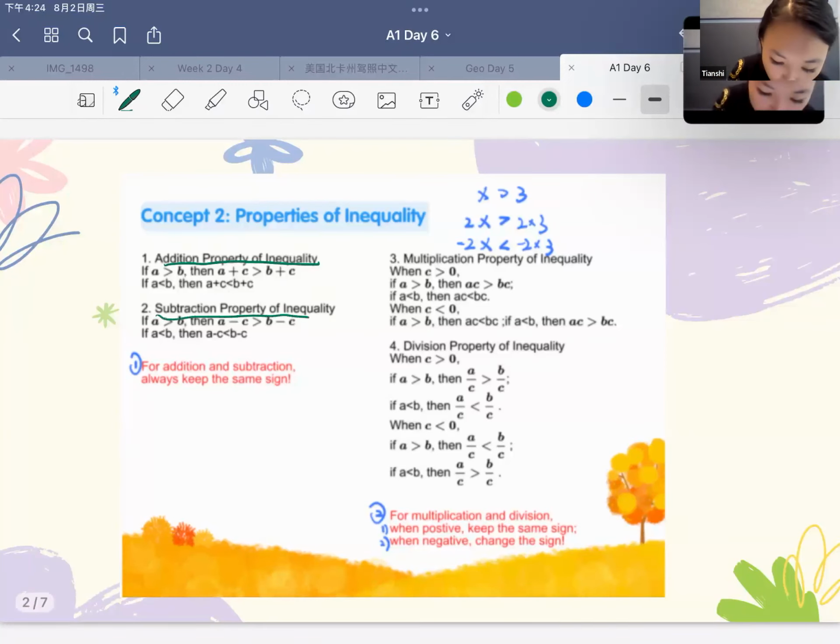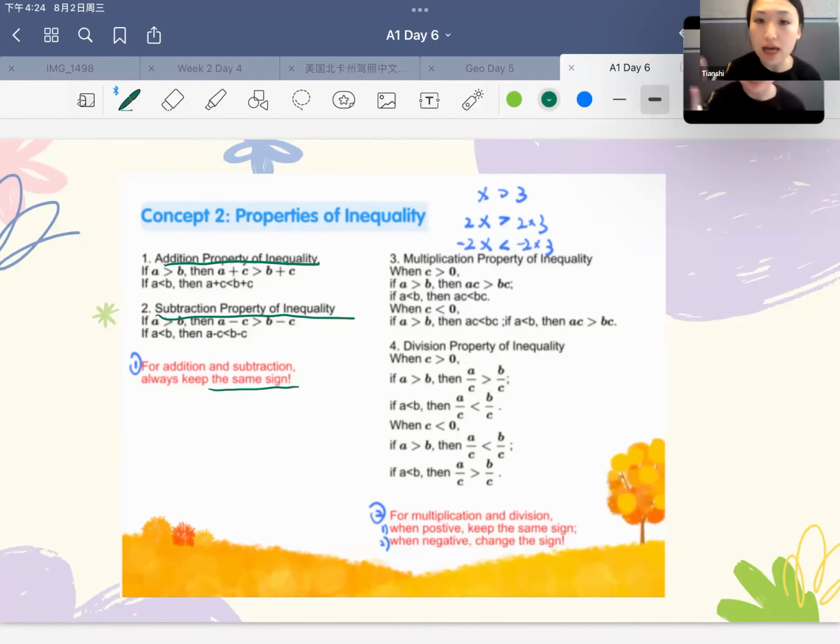And we also have the subtraction property. We also don't change the sign if we subtract a number on both sides of the inequality. So if A is larger than B, then A minus C will also be larger than B minus C. So this also applies. For addition and subtraction, we will always keep the same sign. So this is super important.